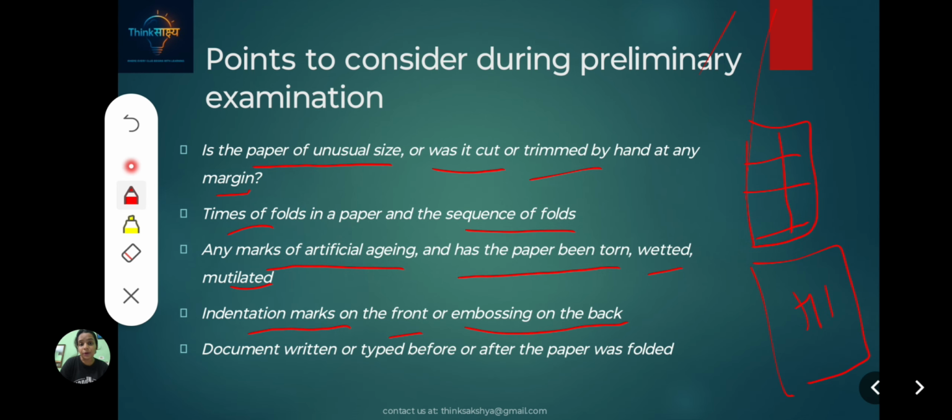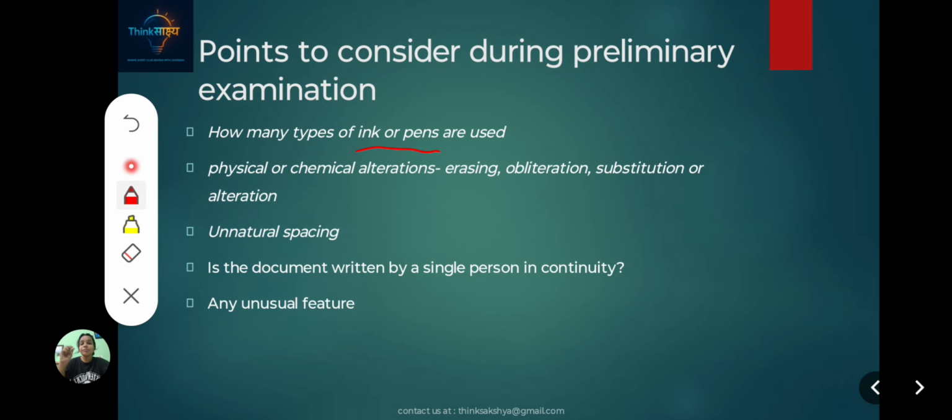So these are the points which only a scientific person can cover or analyze. A non-scientific person would not give such attention to these points. How many types of ink or pens are used? So how many types of inks or pens are used to write a document? Was the whole document written using one ink, or was any switch made in between?